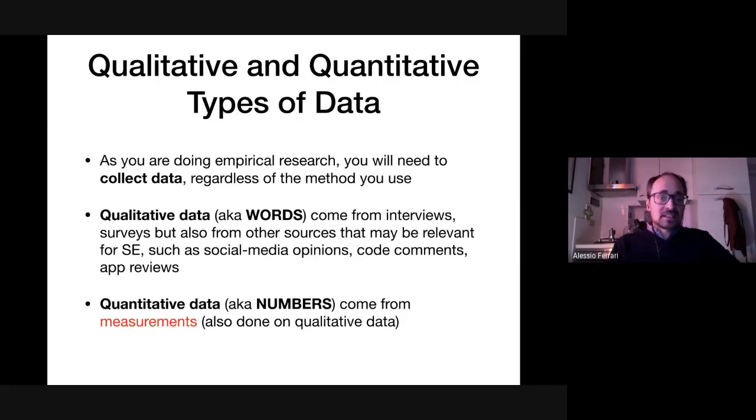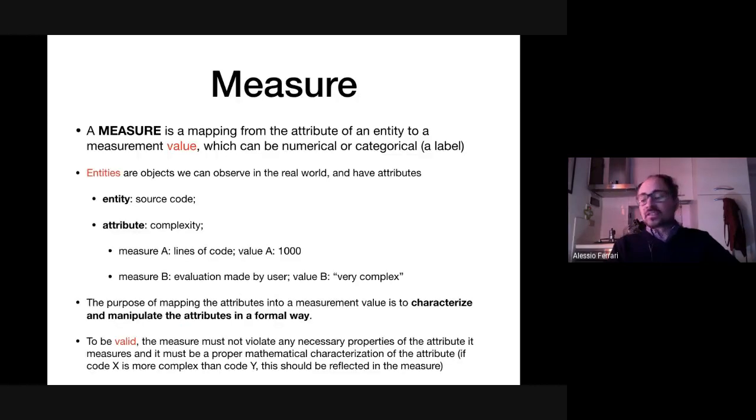So given this distinction, let's start to give some definitions, and then I will give you some examples. This is the definition of a measure. We're dealing with data, and we want to measure data. Let's read the slide. A measure is a mapping from an attribute of an entity to a measurement value, which can be numerical or categorical. Numerical is a number, categorical is a label, a word or tag, let's say.